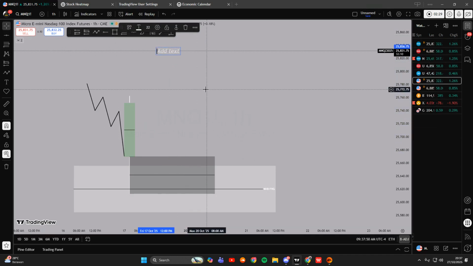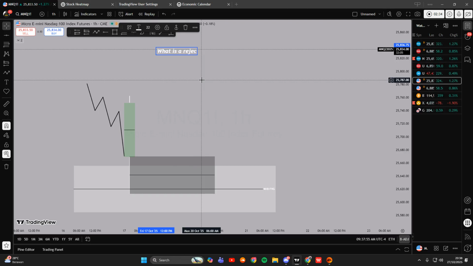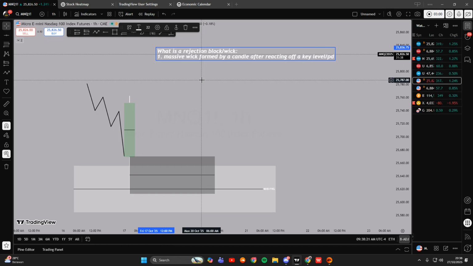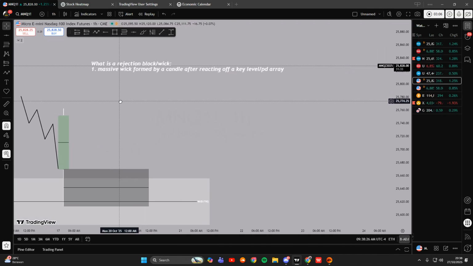So what is a rejection block slash wick? A rejection block is a massive wick formed by a candle after reacting off a key level slash PD array. Okay, so we got that down.